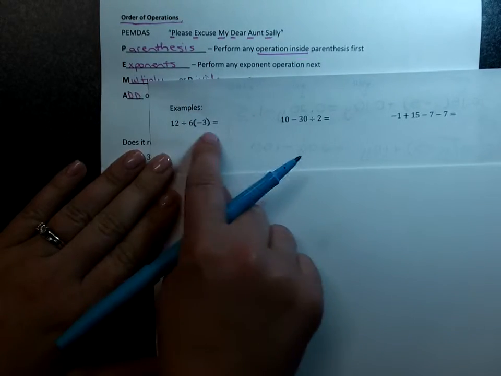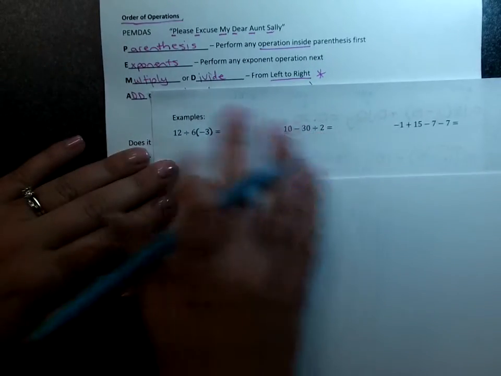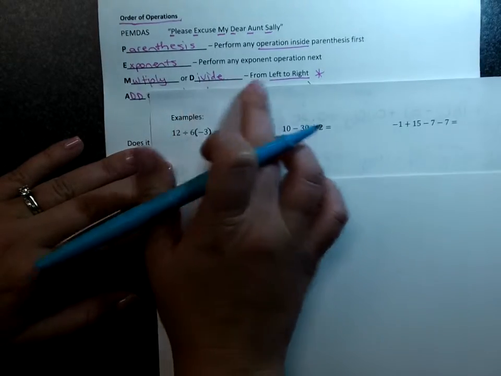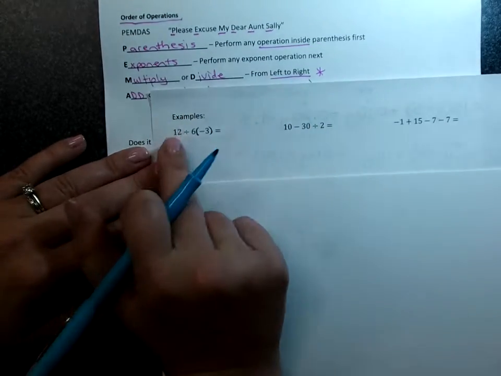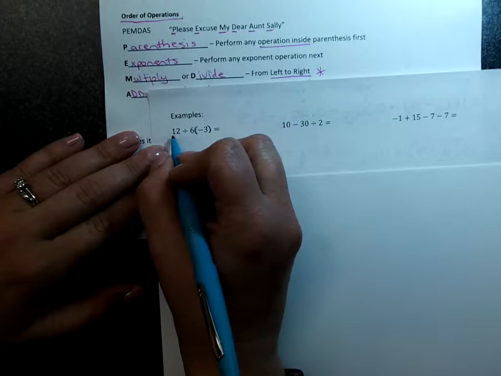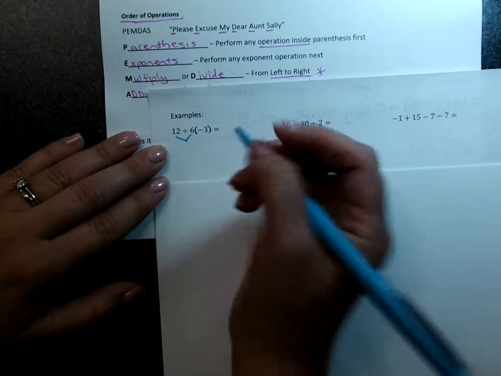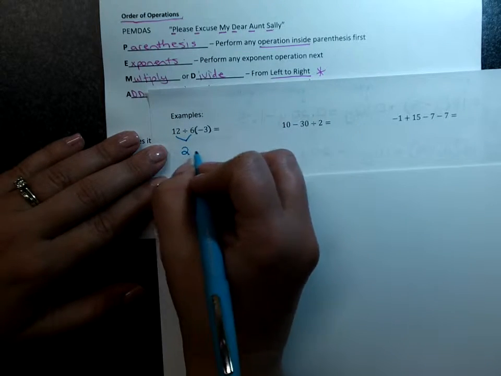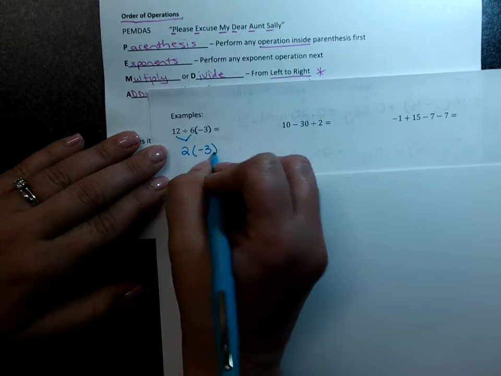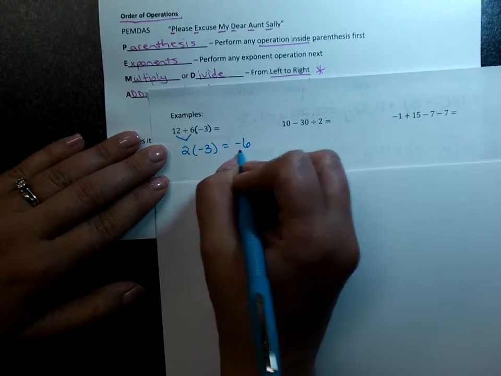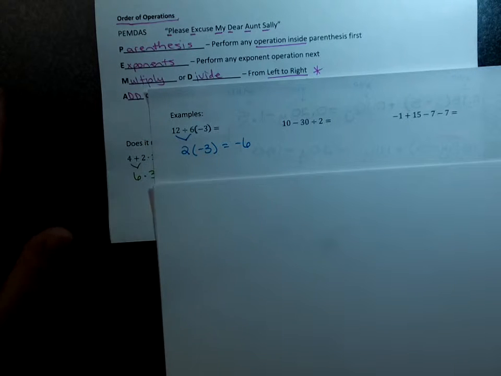There are no exponents. We go down to multiply or divide from left to right. So we start at the left. We're going to do 12 divided by 6 first. That's 2 times negative 3 is negative 6. If you do the multiplication first, your answer will be totally different.